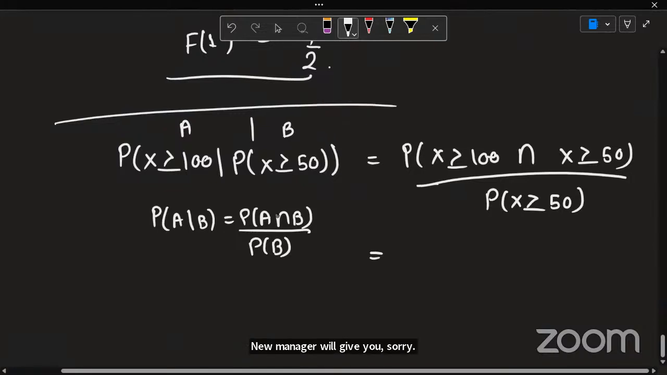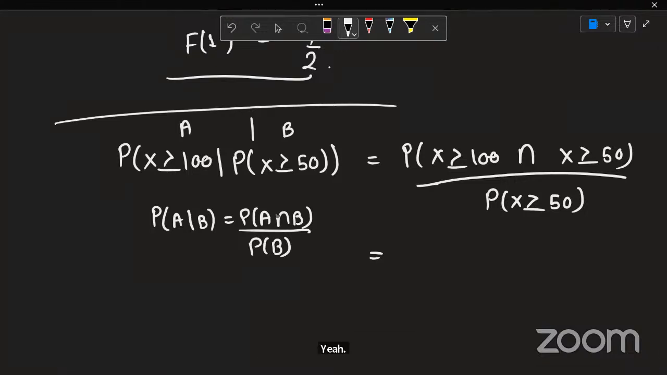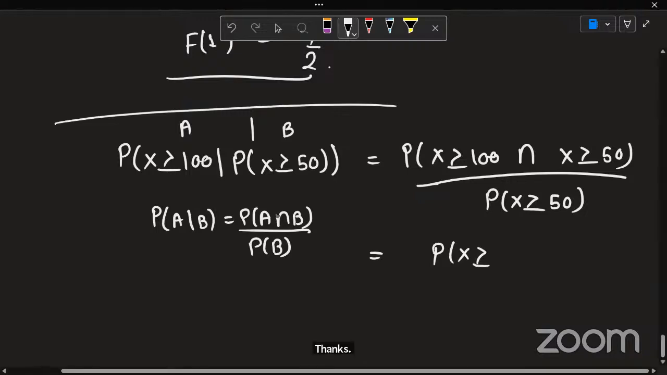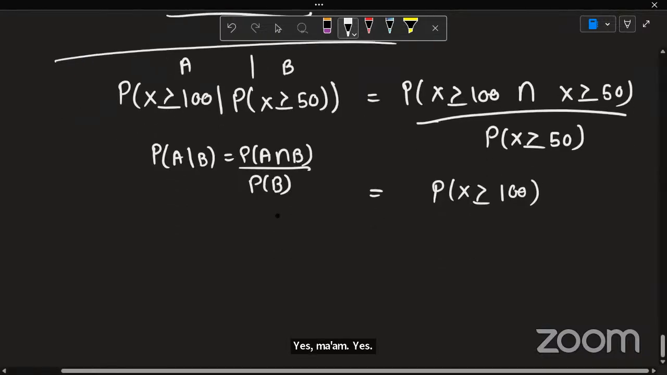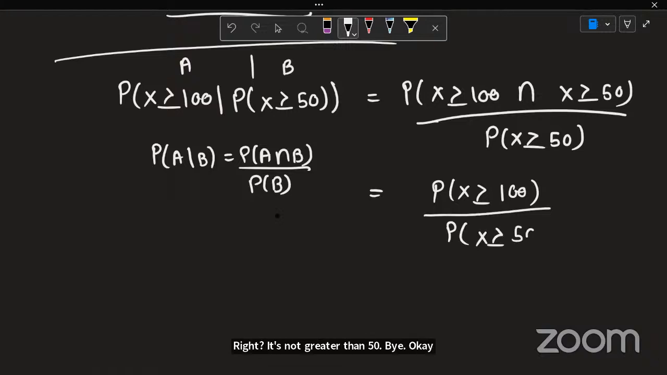The numerator: x is greater or equal to 50 and also greater or equal to 100. What does it mean? It is greater or equal to 100 only, no? It's greater than 50, it's also greater than 100. It has to satisfy both conditions. It's not just greater than 50. Okay. This is greater or equal to 50.